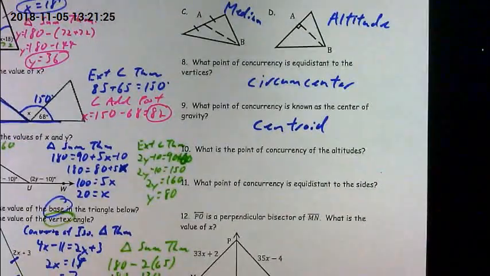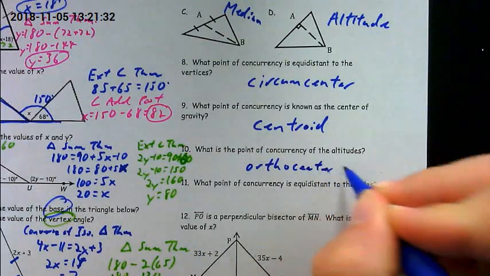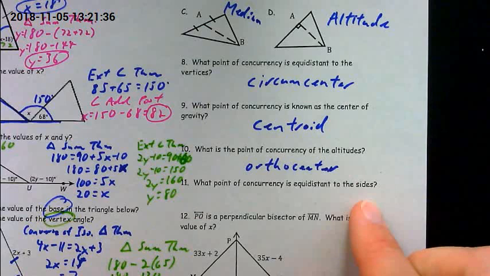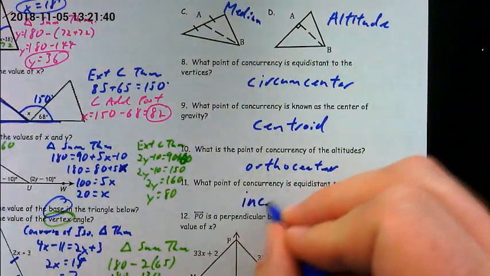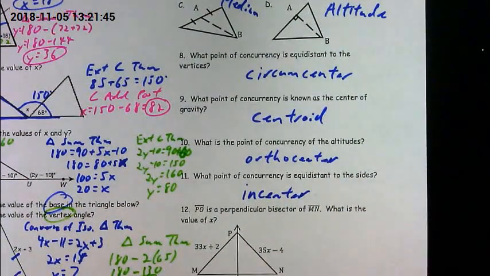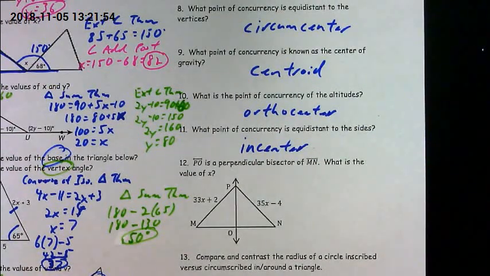Be careful. What is the point of concurrency of the altitudes? Orthocenter. What point of concurrency is equidistant to the sides? Again, we want the point of concurrency, so incenter. So be careful on the wording there. They were asking for the points of concurrency, not what parts would intersect to give you those, but what was the actual point of concurrency.